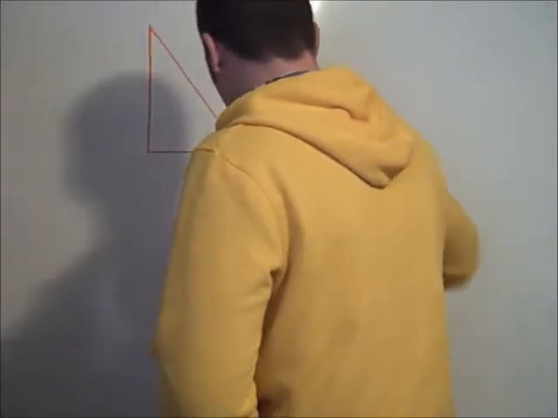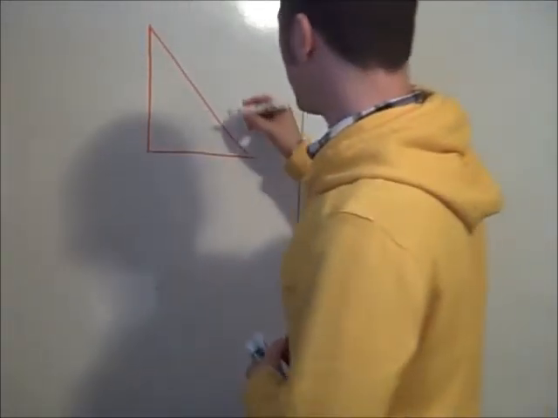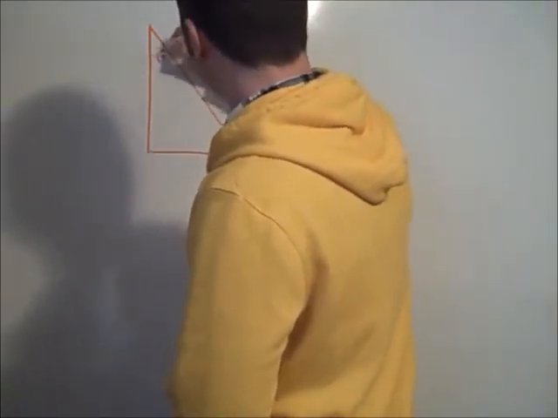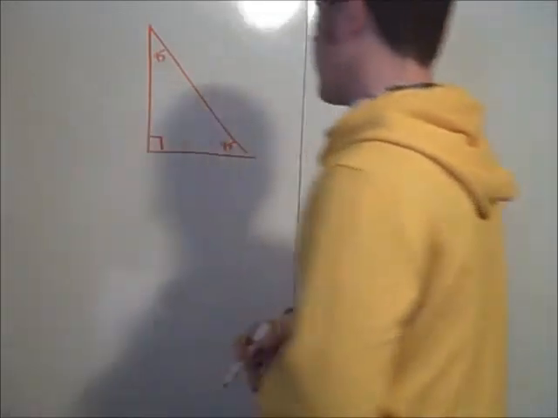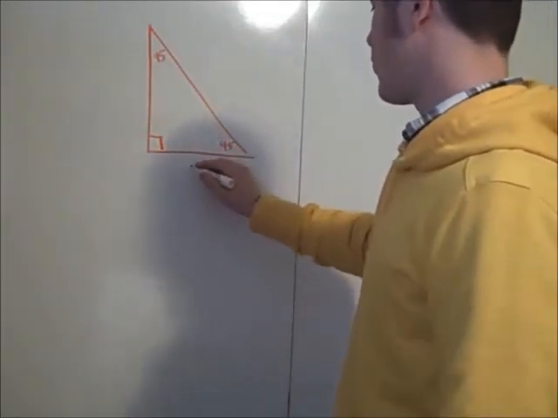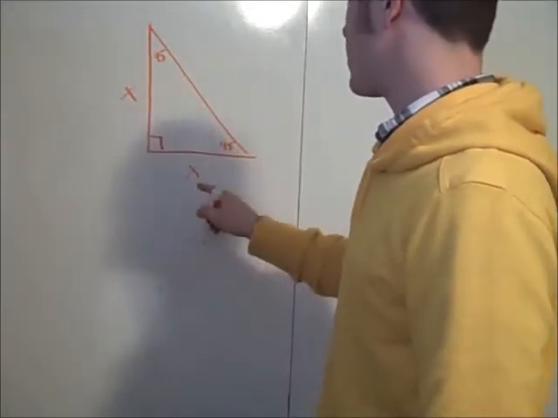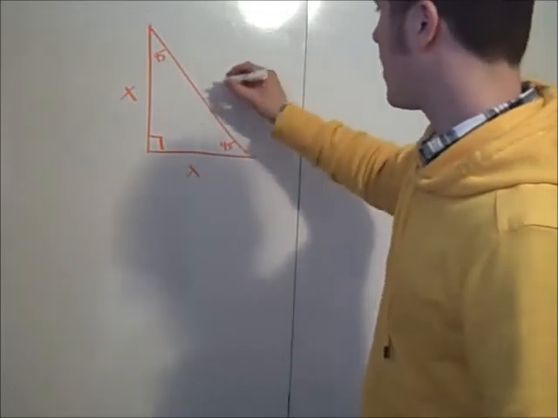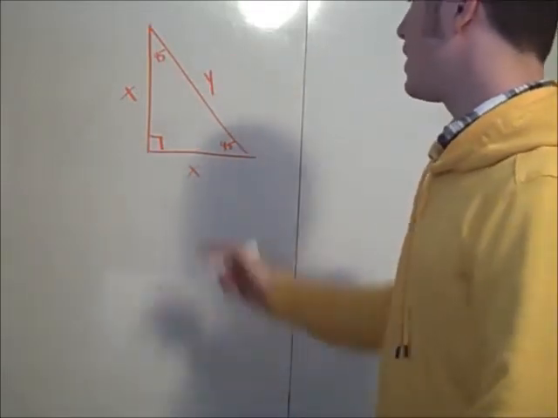We know that by the converse of the base angle theorem, or the converse of the isosceles triangle theorem. So if we have a 45-45-90, we know by the converse of the isosceles triangle theorem that this thing is isosceles. So let's just call that one x and x. Now our goal is to find out what this hypotenuse is in terms of x.